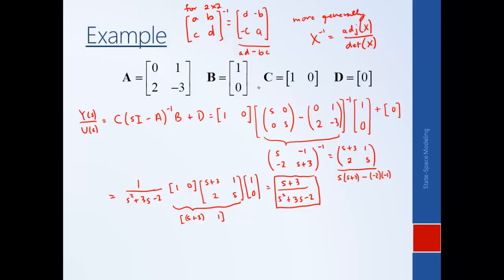If we had multiple inputs and multiple outputs, we could have multiple columns in our B matrix and multiple rows in our C matrix. And when we execute this expression, instead of ending up with a single transfer function, we end up with a matrix of transfer functions. The ability of a state space form to model a system with multiple inputs and multiple outputs in a compact manner is one of its advantages. If we had 2 inputs and 3 outputs, we just have one set of A, B, C, and D matrices as opposed to 6 transfer functions.